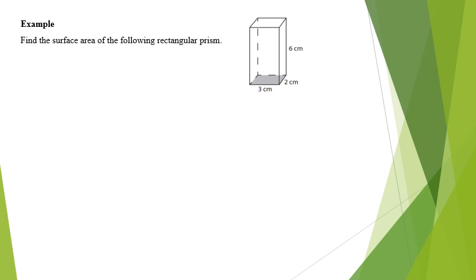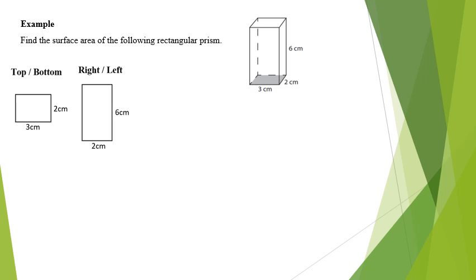It has a base of 3 by 2 and a height of 6. So the top and bottom, which are a pair, they're the same size, have a width of 3 and a length of 2. The right and left, which are the 2 sides, would have a length of 2 and a width of 6. And the front and the back, which would be the same size, have a width of 3 and a length of 6.